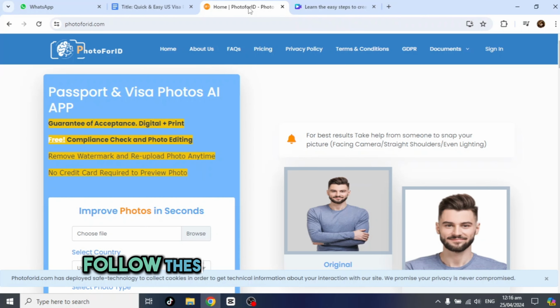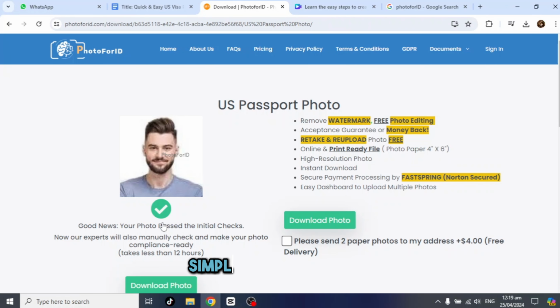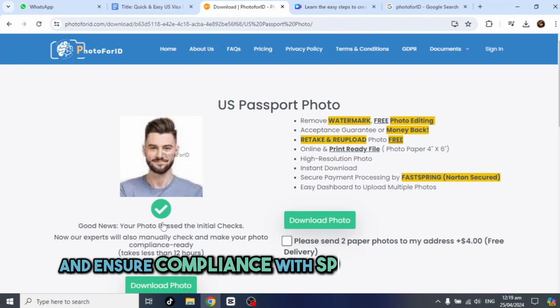Conclusion. Follow these steps and utilize PhotoforID for a successful U.S. visa application. Simplify the process and ensure compliance with specific guidelines.